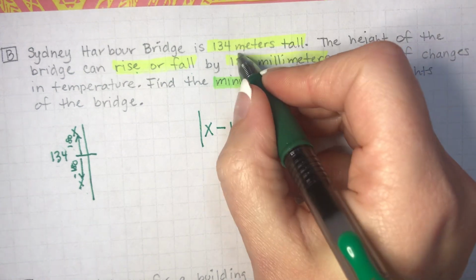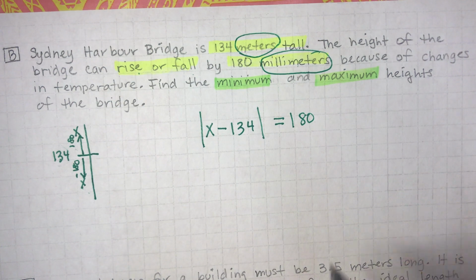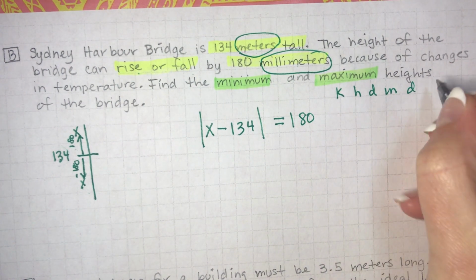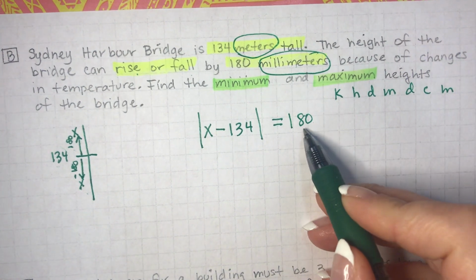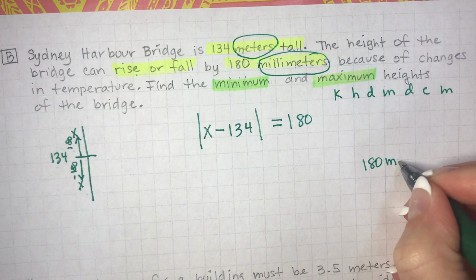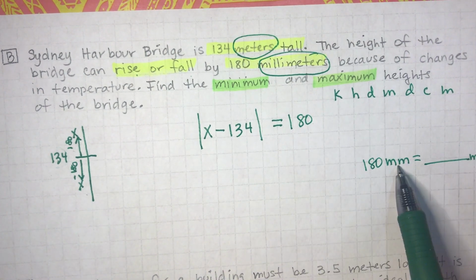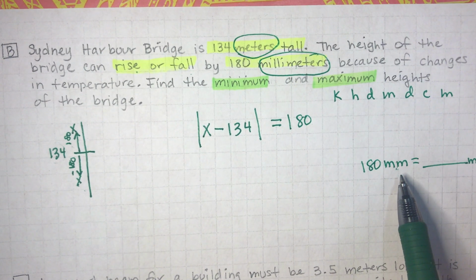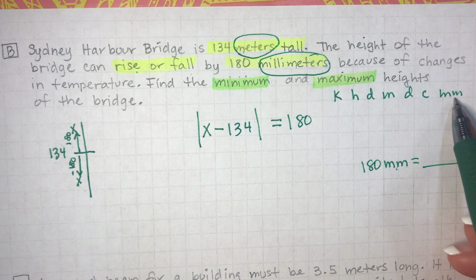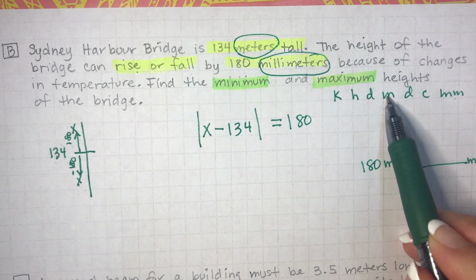Okay, so now let's deal with this meters and millimeters bit. Okay, so do you remember what that saying was that I said? Kids have dogs, mothers drink cow's milk. Okay, so we're going to go ahead and convert this to meters again. We are at 180 millimeters, and that needs to equal something meters. Okay, we go to where we start. We start here at millimeters, right? And we're trying to convert to meters. So we're going from millimeters to meters.